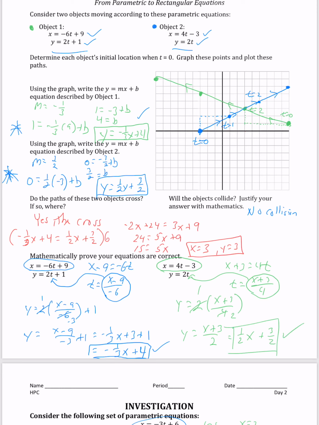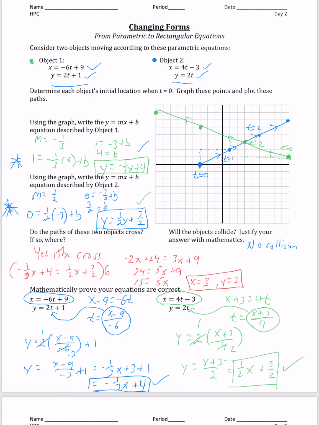This is called eliminating the parameter, and I will tell you that when you guys get to higher levels, this is the way you are going to want to go about algebraically removing a parameter, for the most part anyway. All right, there you go. That is our changing forms.